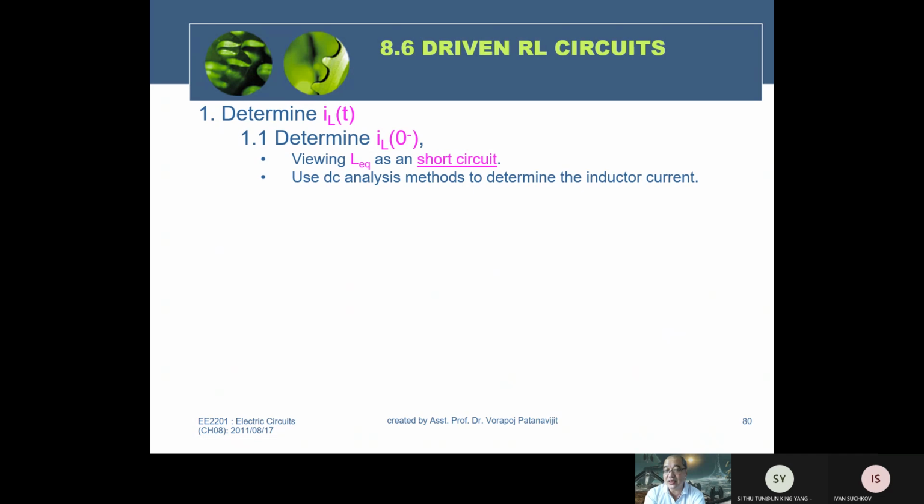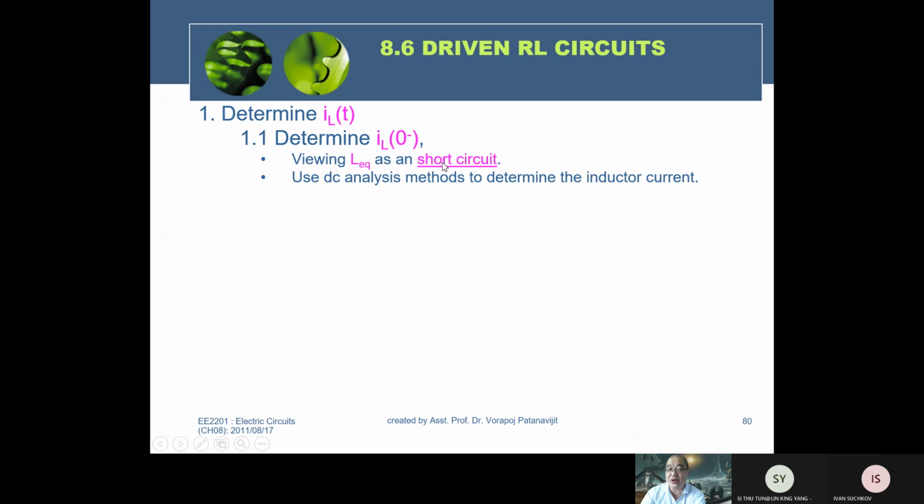You remember them and try to apply them in the example step by step. The first one: determine iL first. How to determine iL? We have about 4 steps to determine iL. The first one: determine iL as time less than 0, or time before the switch is activated.